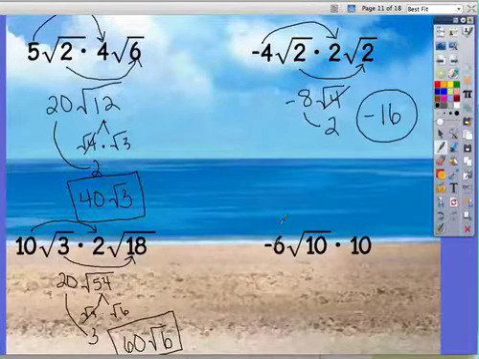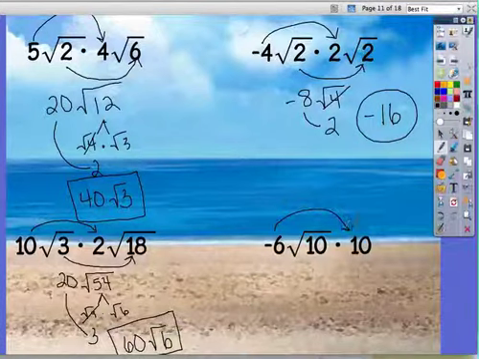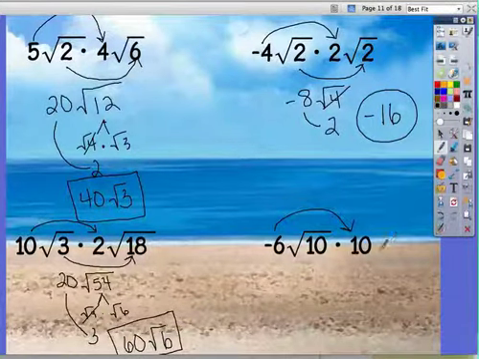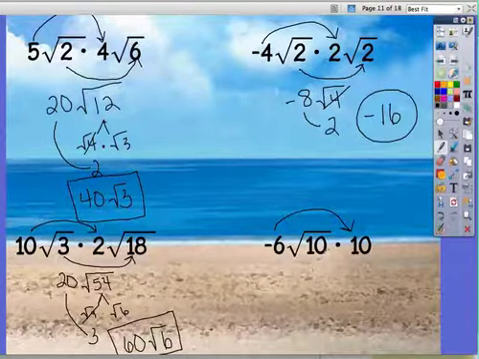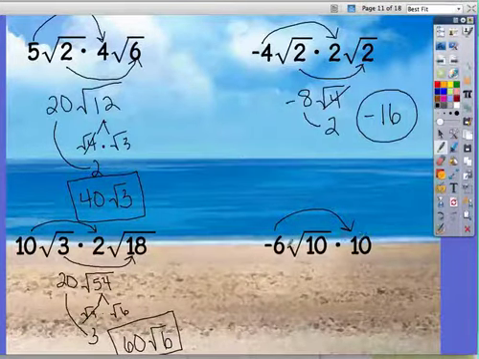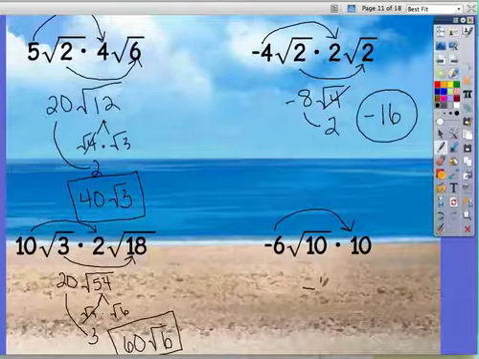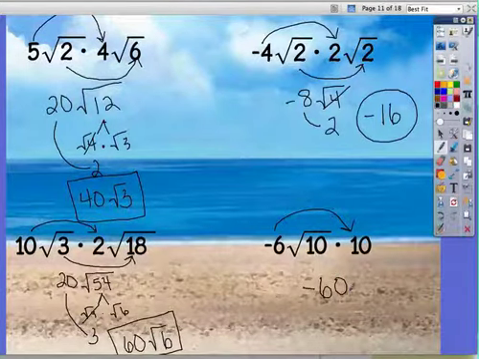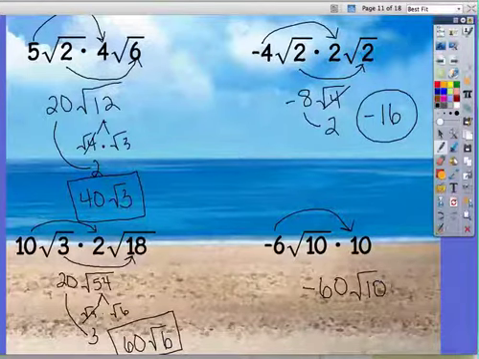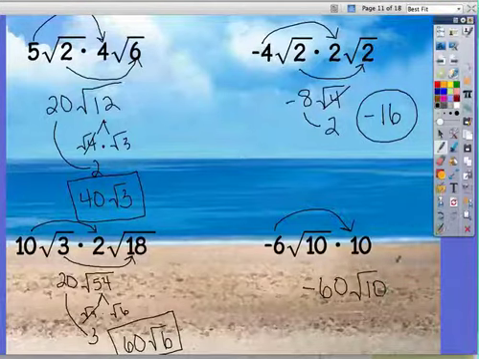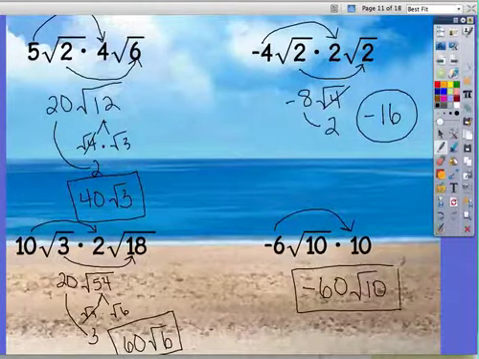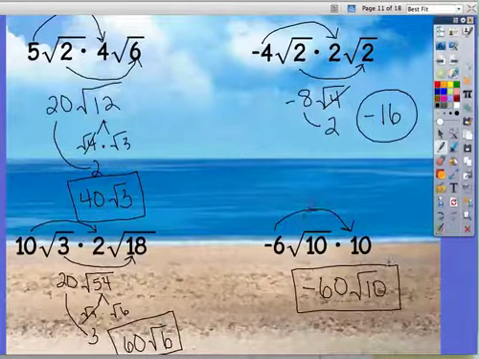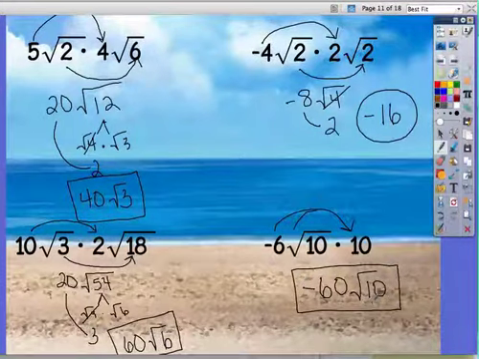So one more, here's an outside number to an outside number, inside to, well, I don't have another radical over here, so I'm just going to leave this as the square root of 10. So negative 6 times 10 is negative 60, and then I leave times the square root of 10. Can I simplify 10? 10 is 5 and 2. No, I cannot simplify 10 any farther, but I needed to double check just to make sure. So I'm left with negative 60 times the square root of 10.